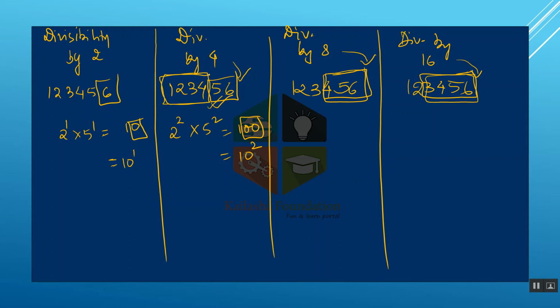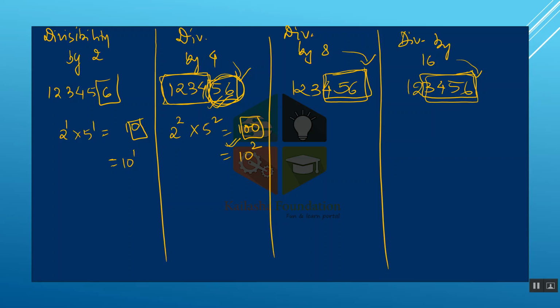1 2 3 4, what is this? 1 2 3 4 double zero. Anything ending in double zero will be automatically divisible by 4. So we have to take care of the remaining 56 only. 1 2 3 4 double zero is something 100, and 100 is already divisible by 4. So something 100 will be necessarily divisible by 4. So 1 2 3 4 double zero, if we divide by 4, then what remains is 56. So we have to take care of 56 only.